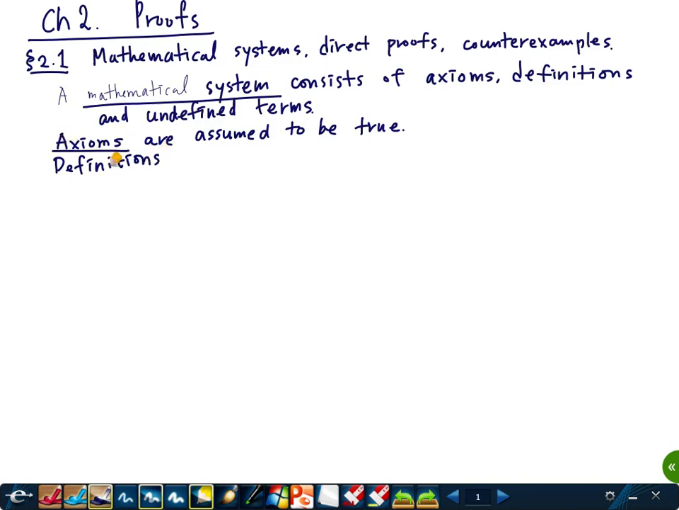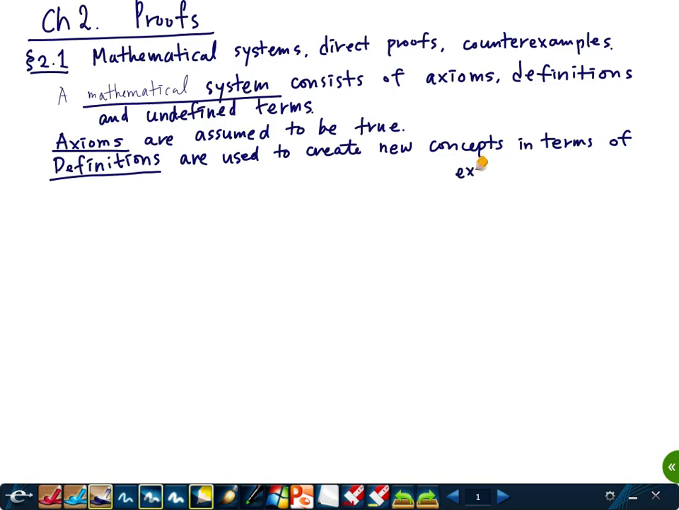Definition. What are definitions? Definitions are used to create new concepts in terms of existing ones, let's say. So by introducing or defining definitions, we can enlarge our language. We can create more and more concepts by using definitions.